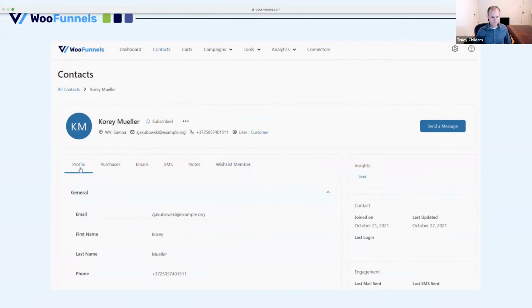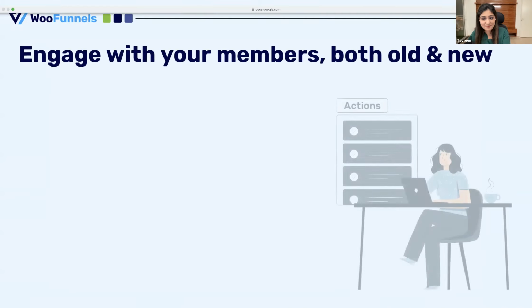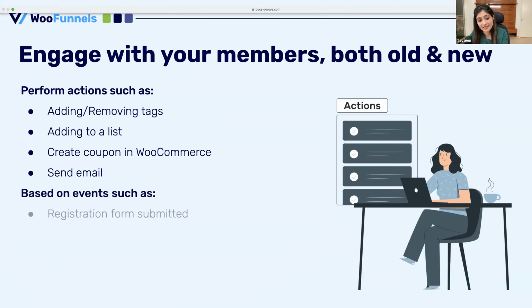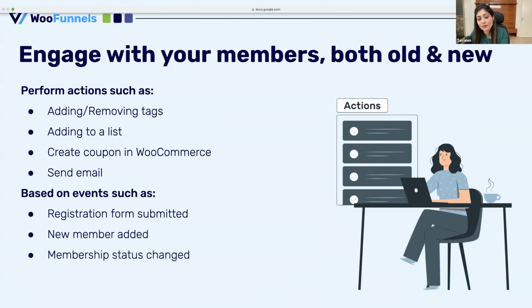Yeah. Fantastic. Okay, so then you can engage with all your members, both old and new. You can perform actions, like the ones I said you can automate: add tags on members, remove tags, add them to specified lists, create a coupon in WooCommerce if you want to, for a particular cohort, and send them an email. You can perform all of these actions based on events, such as when the registration form gets submitted, when a new member gets added, when membership status is changed, when membership is canceled.